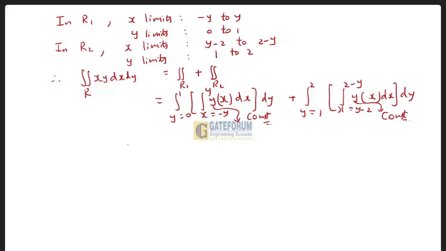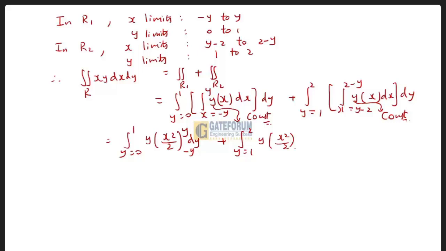Okay, now y is equal to 0 to 1, y times the integration with respect to x, which is x square by 2, or x to the power 1 is an odd function, so this is 0, from minus y to y, then dy. Plus y is equal to 1 to 2, and if I take minus common, minus (2 minus y), this is also an odd function, so 0. Okay, y into x square by 2. In one-variable integrations, both are odd functions with respect to x, so the integral from minus a to a of f(x) dx is 0.